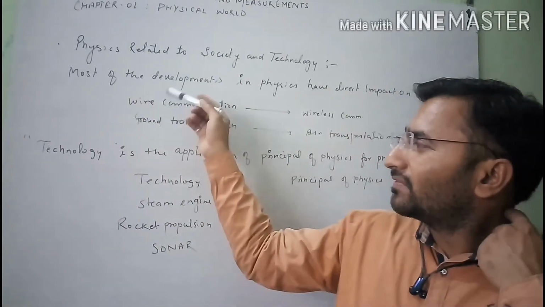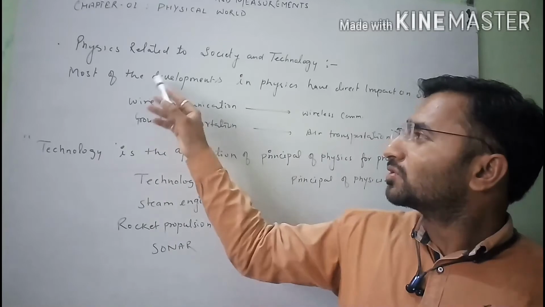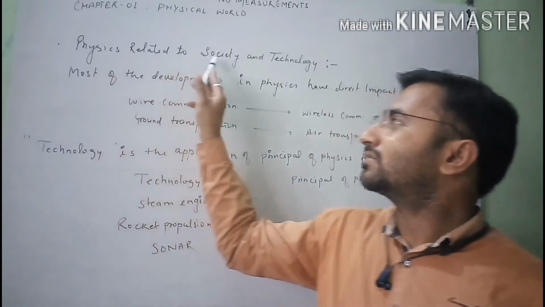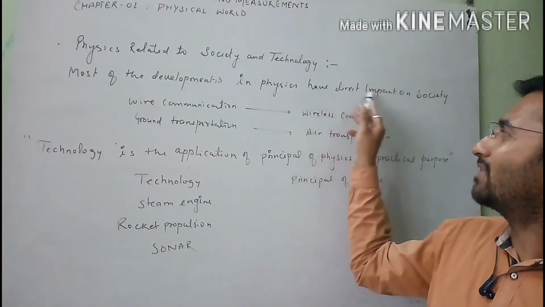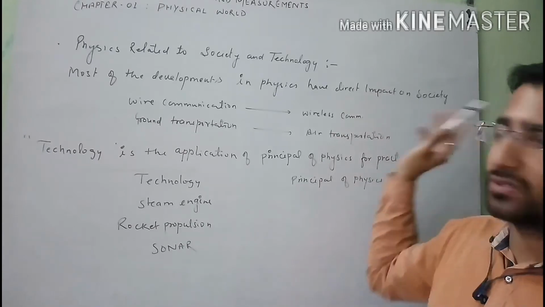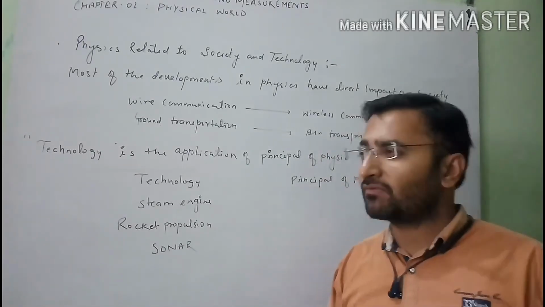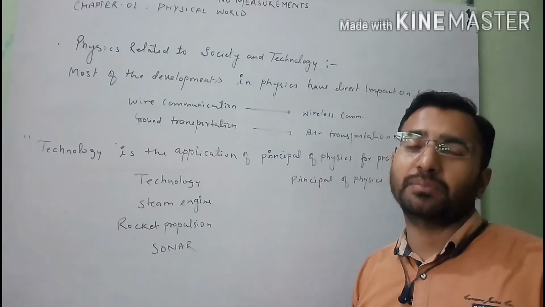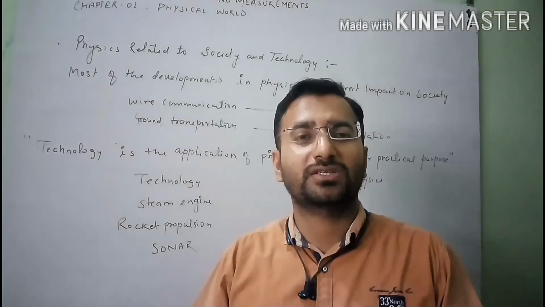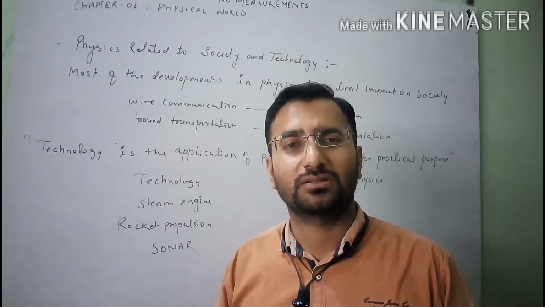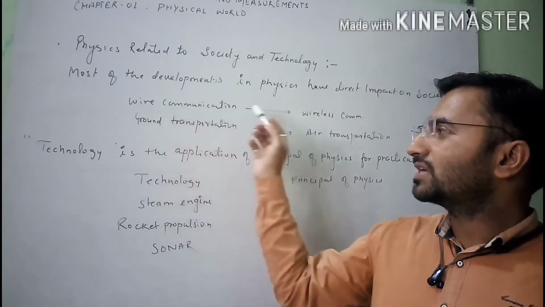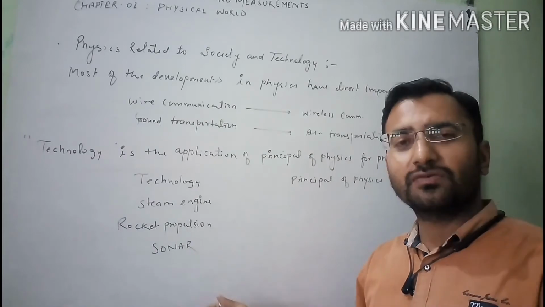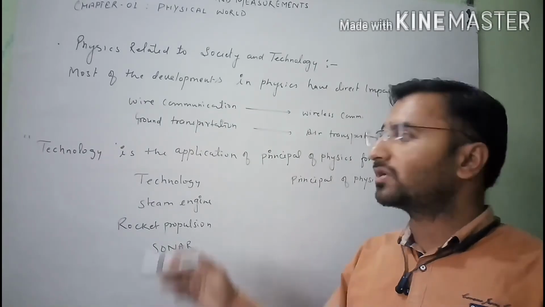So here I have written some examples. Most of the developments done by physics in technology have a direct impact on society. Application of physics is called technology. So here the wired communication is updated into wireless communication. This is an application of physics, which is called technology.